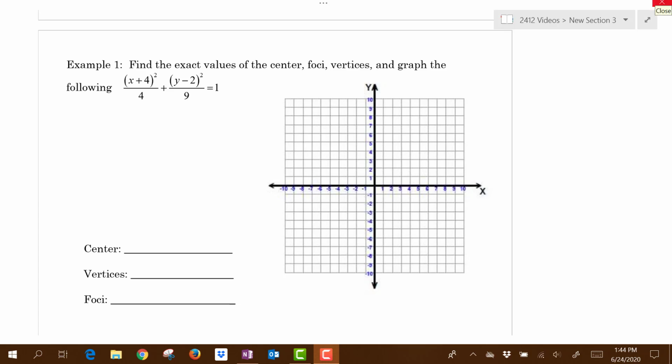Alright, for example 1, we have the equation of an ellipse, and we are asked to find the exact values of the center, the foci, the vertices, and we want to graph the ellipse.